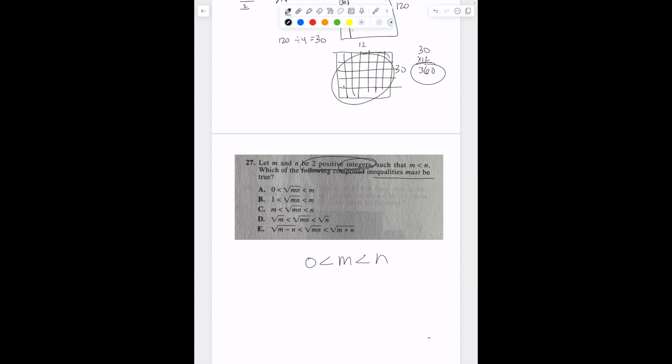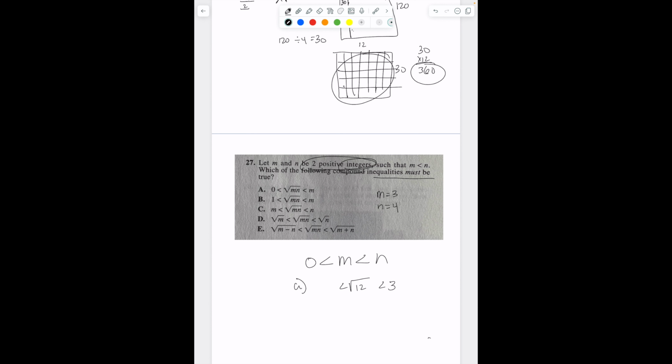So what we can do is we can start testing some numbers. So let's make m equal 3 and n equal 4. Okay? So in this case here, if m is 3 and n is 4, let's start with a. Well, if 3 is out here, is the square root of 12 greater than 3, or is the square root of 12 less than 3?